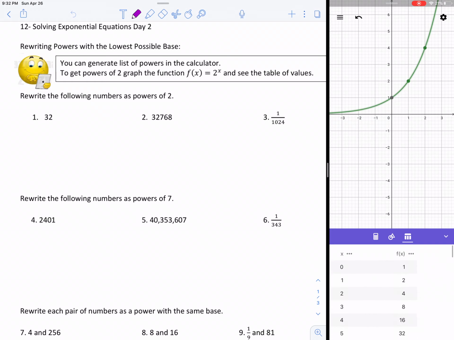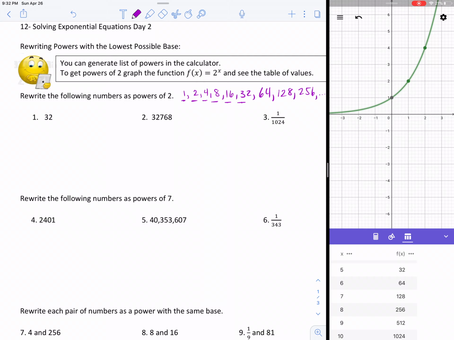But if I scroll down, the x values are like the exponents, and the y values are your powers of 2. So I'm going to list right here the f of x column: 1, 2, 4, 8, 16, 32. These are all your powers of 2. 64, 128, 256, and so on. So this is how we could use the calculator to help us with powers and solving exponential equations by getting common bases. 2 to the 0 power, 2 to the first, 2 to the second, 2 to the third, 2 to the fourth, 2 to the fifth.